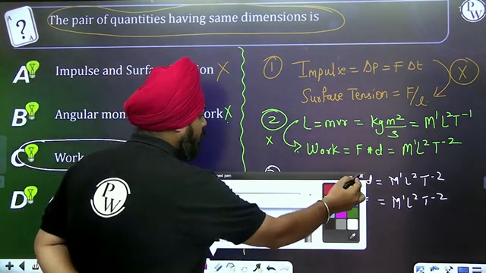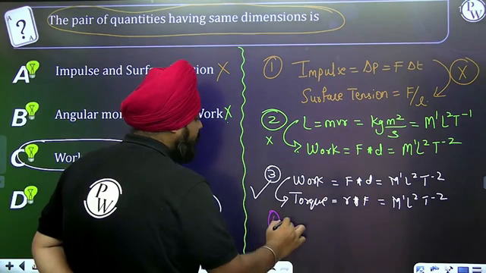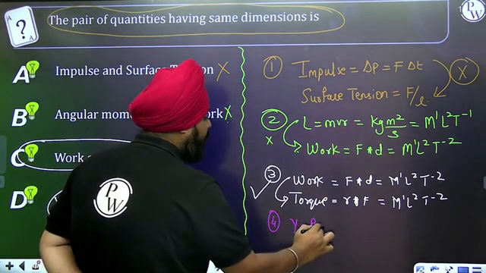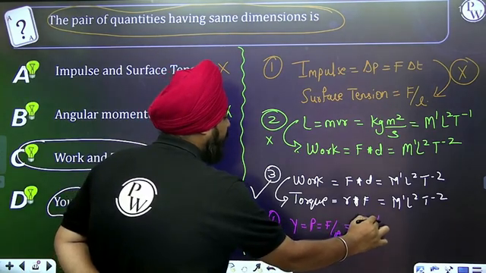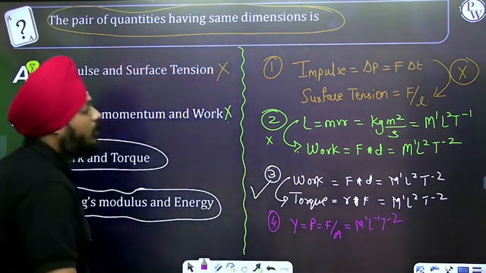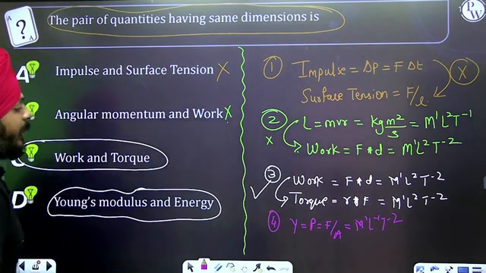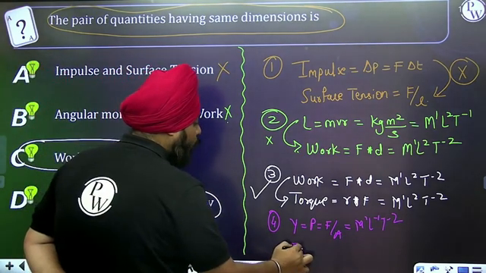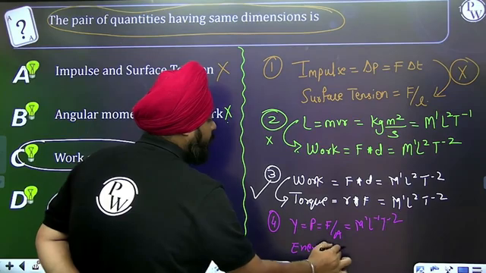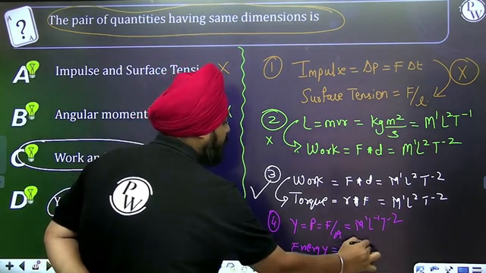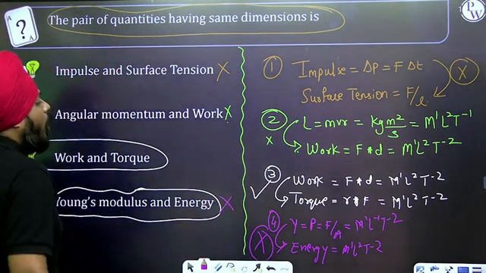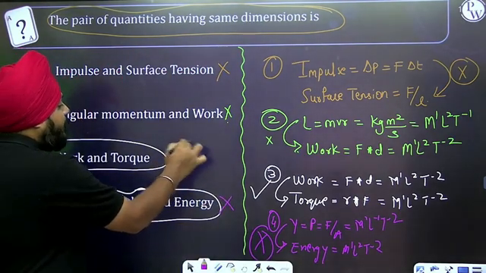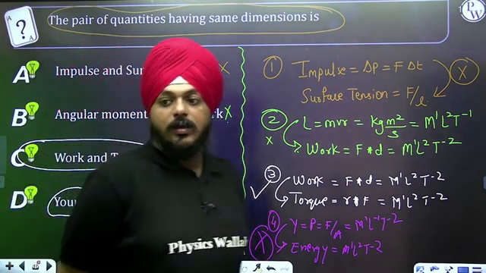Fourth one. The formula of the Young's modulus is equivalent to pressure, that is force per unit area, that is M1 L minus 1 T minus 2. Energy is equivalent to work, that is M1 L2 T minus 2. Are they going to be equal? Wrong. Only C is the perfect answer for this specific question.